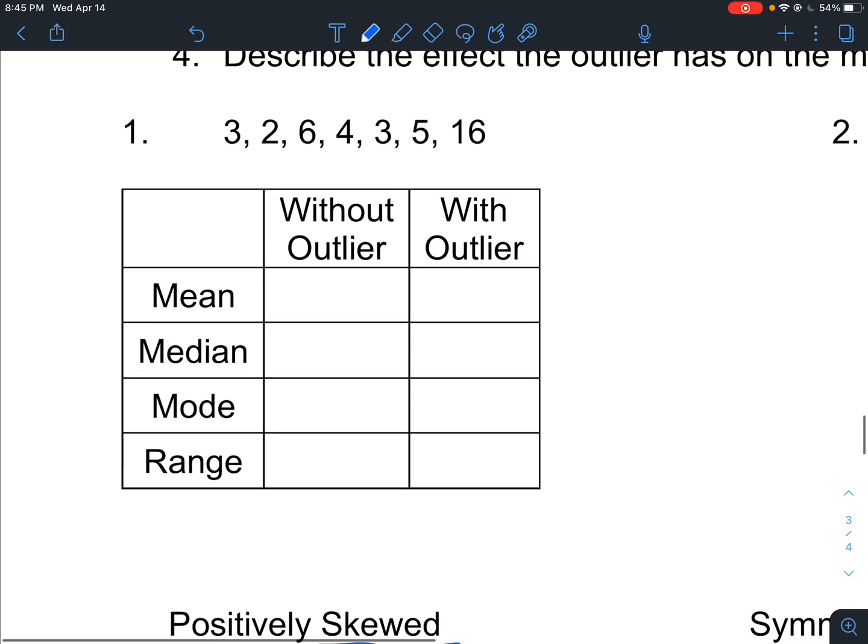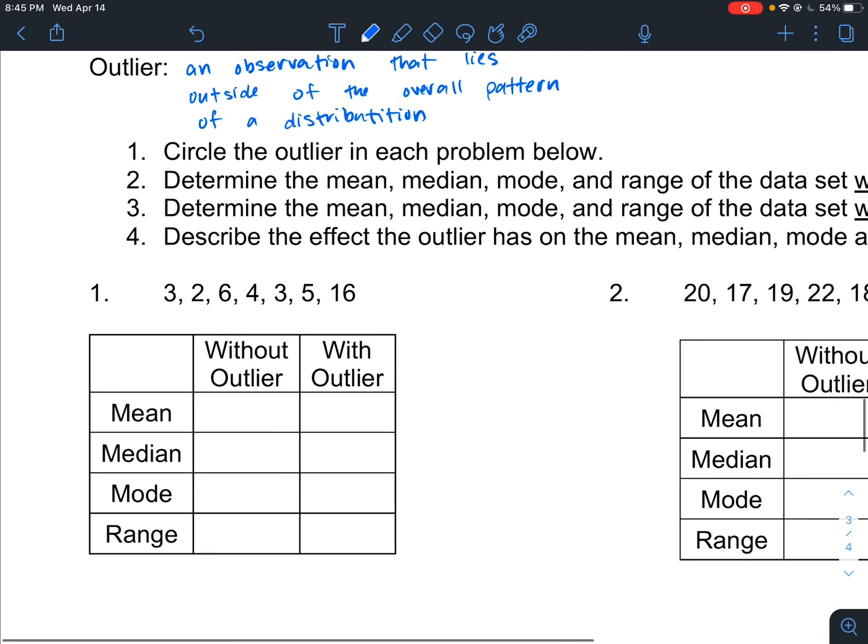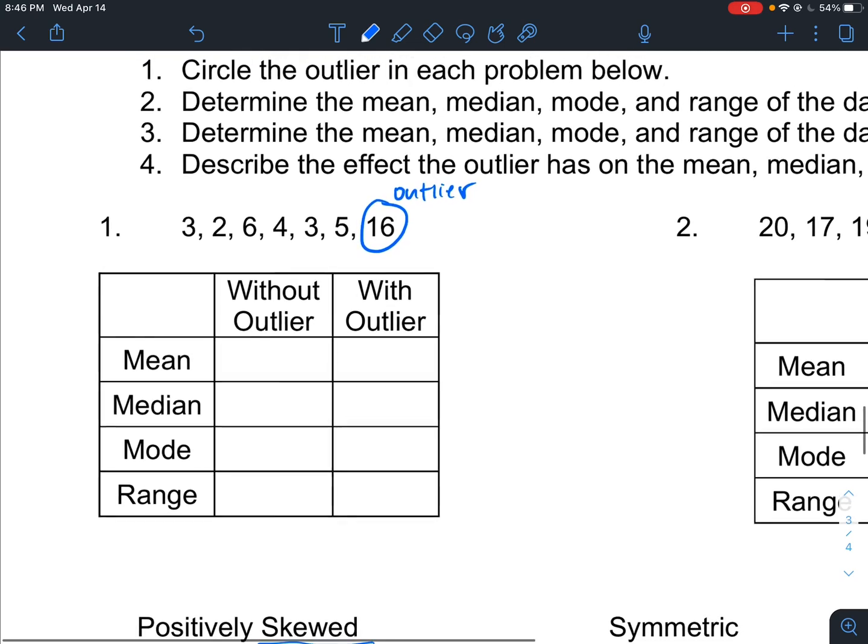So you see here number 1: first, circle the outlier in each problem below. So you see how we have 3, 2, all the way to 6. This is probably where most of the data is. 16 would be the outlier. 16 is definitely the outlier. It's much higher than where most of the data is. Now we want to find the mean, median, mode, and range with and without the outlier.